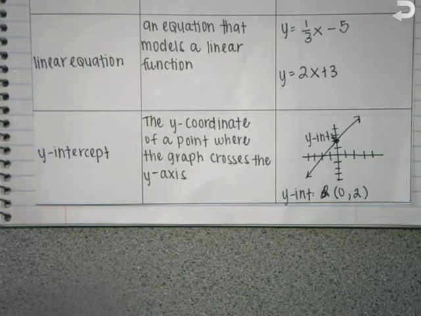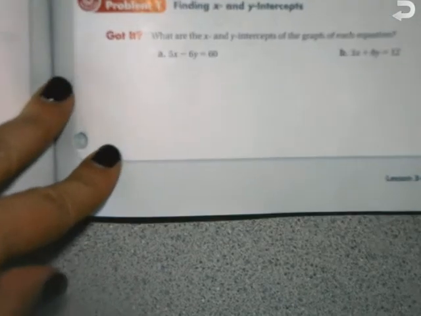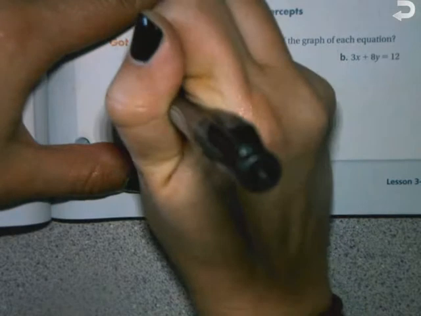So I'm going to do one example to show you, and then we'll do one in our notes as well, okay? I'm getting this example from the textbook. You don't need to pull out your textbook. We're going to do this in the notebook as well. Problem 1 asks, what are the x and y intercepts of the graph of each equation? To find x and y intercepts, I always make a T-chart to help me organize my work.